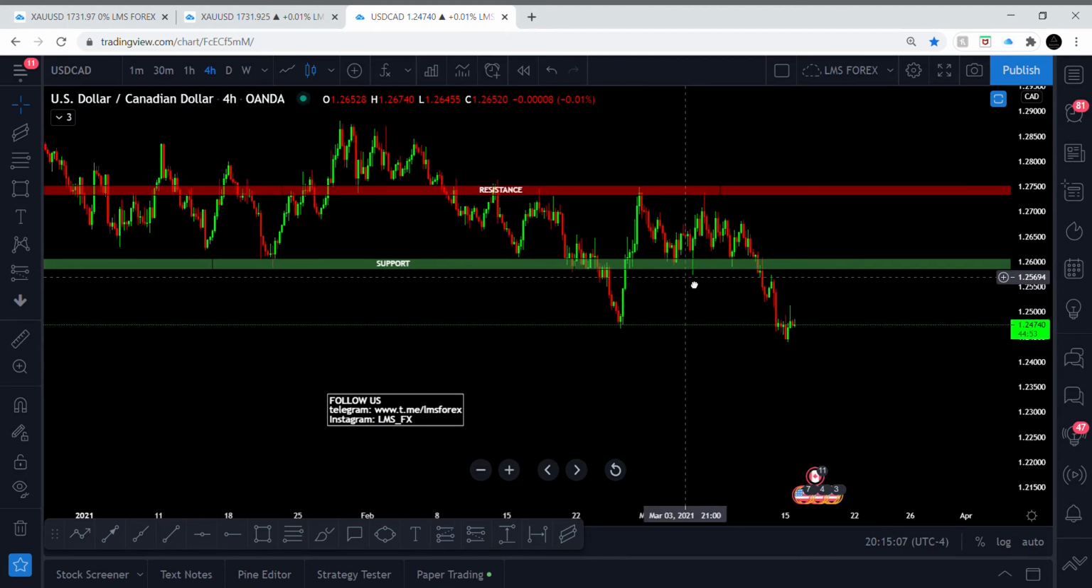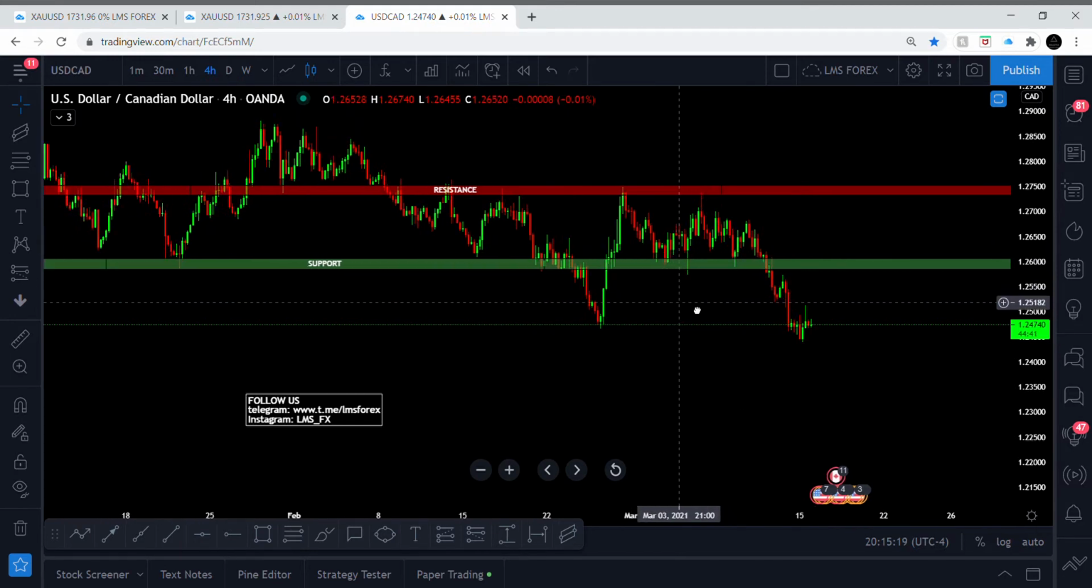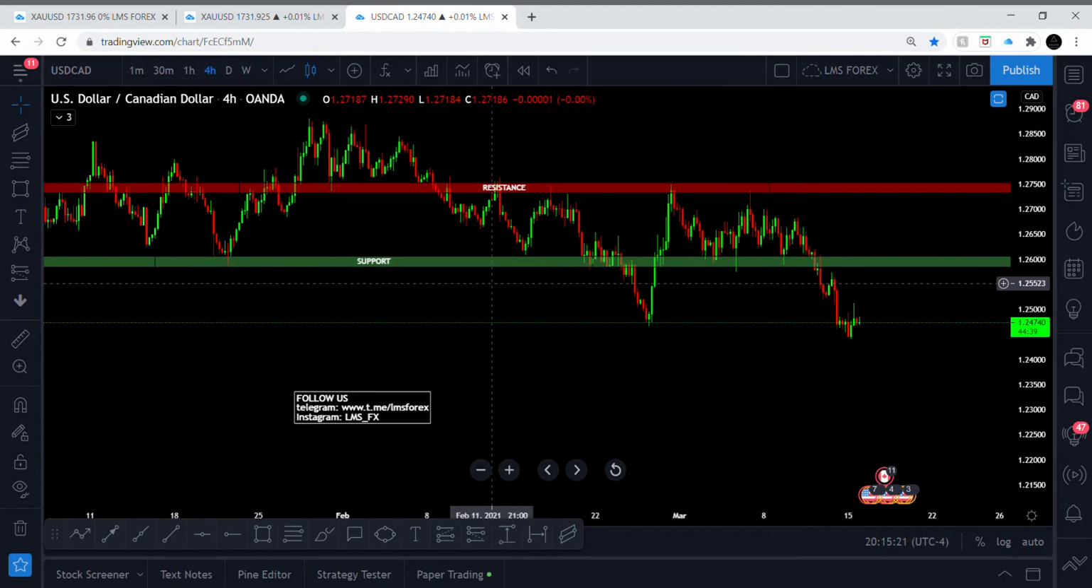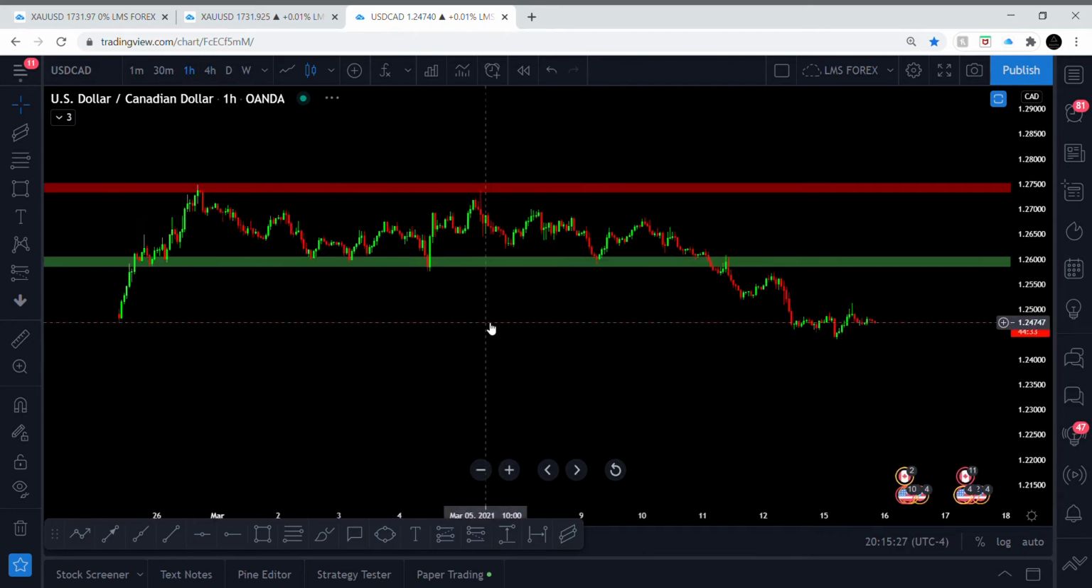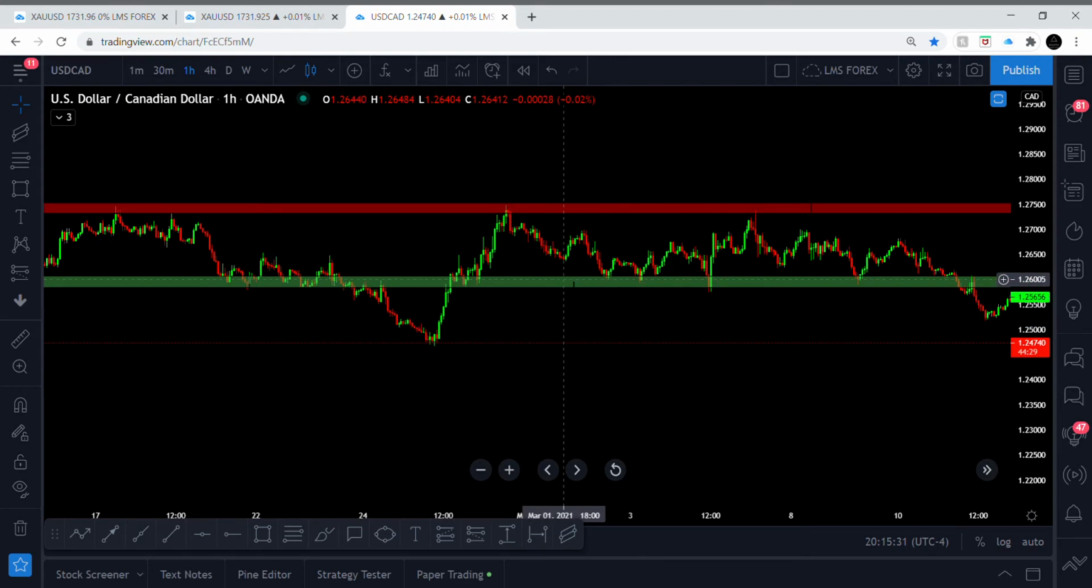Okay. Now, most recently, the only reason why I'm marking these two levels is because I want to show you the break and retest that happened. You see how in the 4 hour you cannot see the break and retest happening? However, in the 1 hour time frame you're able to see it. So I mark my levels based on the 4 hour, right? And then I go to the 1 hour time frame, and then I adjust my levels.